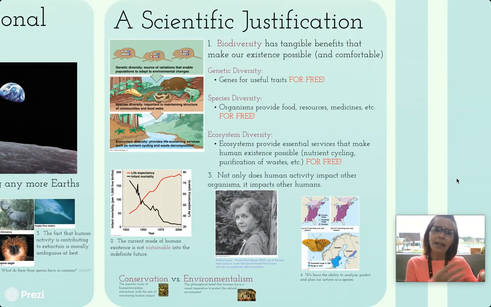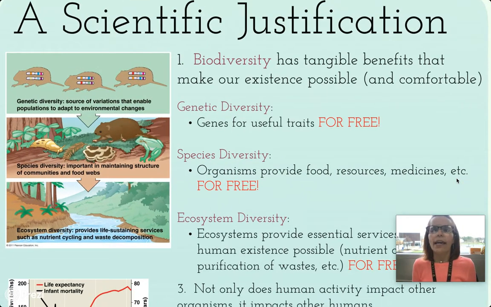Okay, so if you're not interested in the emotional appeal, which I totally am, let's take a look at the scientific appeal for why we need to care about diversity on our planet and conserving our planet. So biodiversity has incredibly important benefits that make our existence not only possible, but comfortable. The first type of diversity, there's lots of others that aren't mentioned here, but the first one they mention is genetic diversity. We want species that are super genetically diverse.